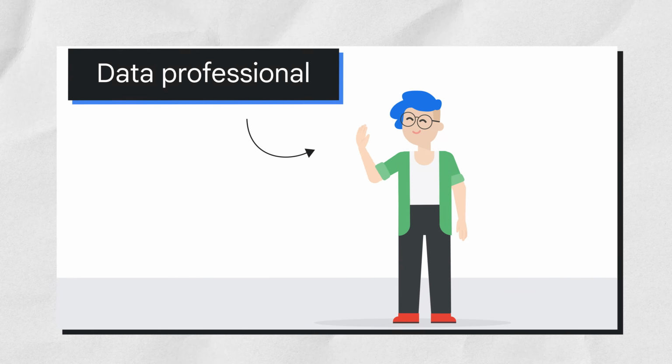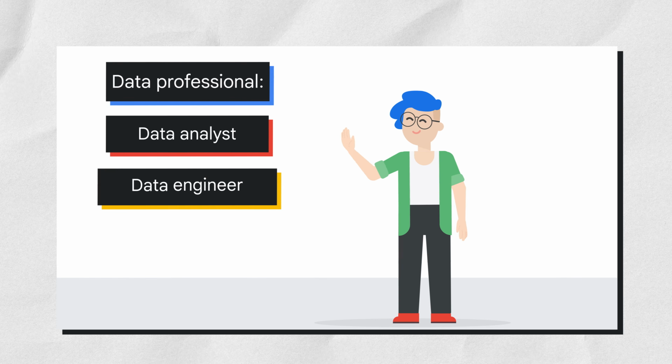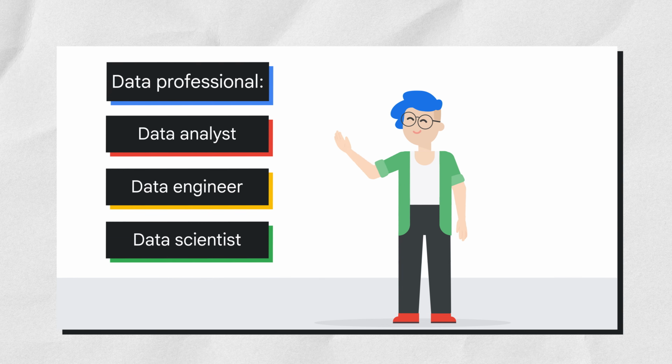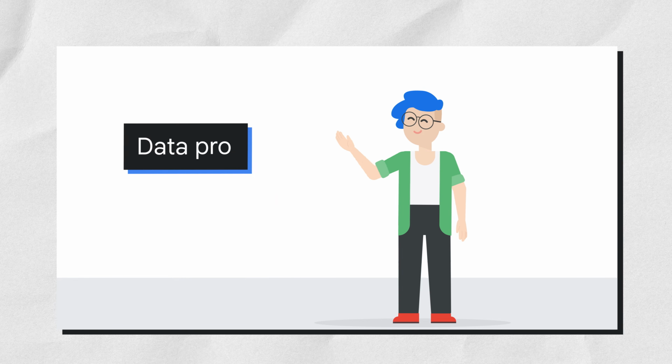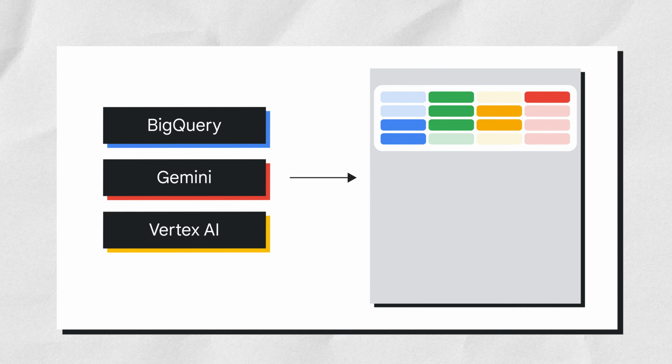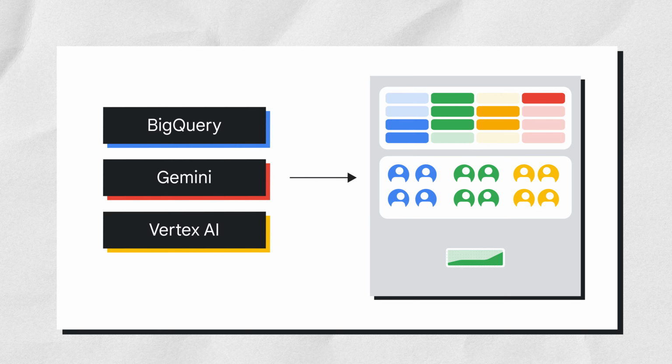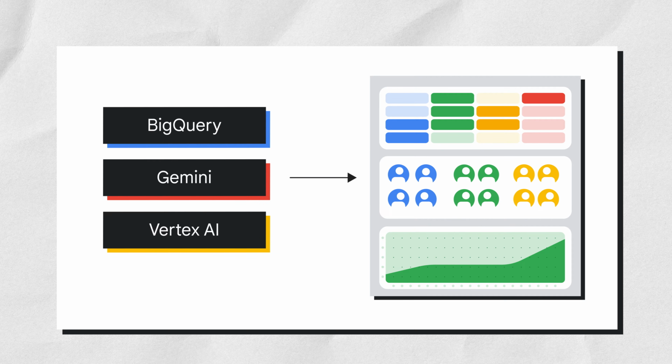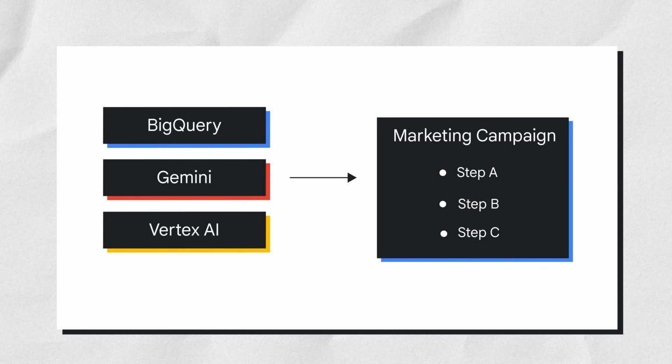This is a data professional. They might be a data analyst, data engineer, or data scientist. We'll refer to them as the data pro. Let's learn how you can use BigQuery, Gemini, and Vertex AI to analyze your data to categorize new customers or gain insights like predicted product sales. Later, you'll use Gemini, Vertex AI, and BigQuery to generate useful next steps for a marketing campaign.